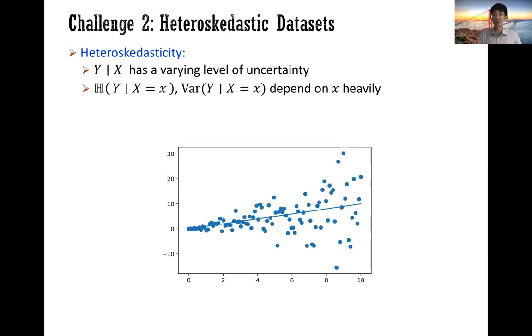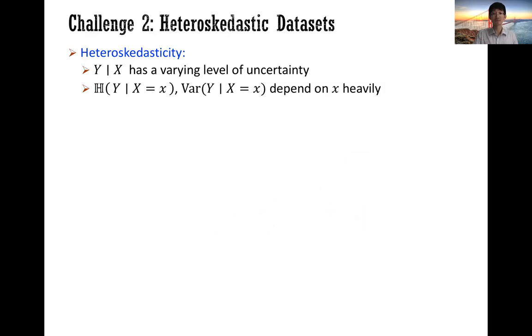So here is a typical example of a heteroskedastic data set. You have this linear function, which is the true function. However, the noise depends on which x you choose, right? So the larger the x is, the bigger the noise level is. So that's why it's heteroskedastic.